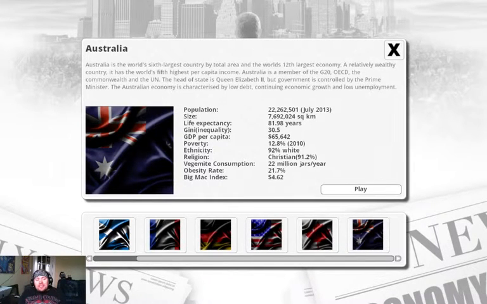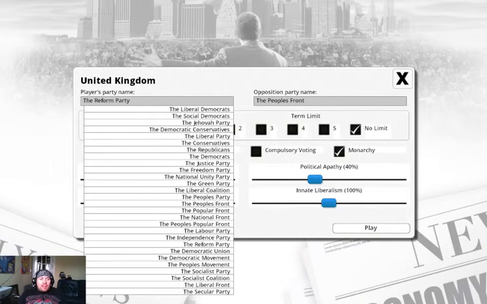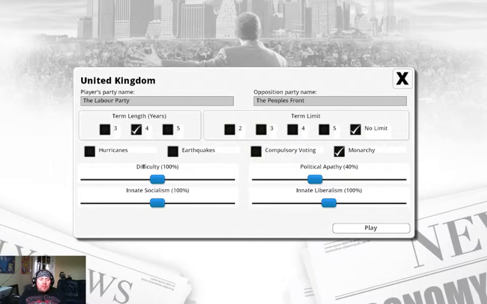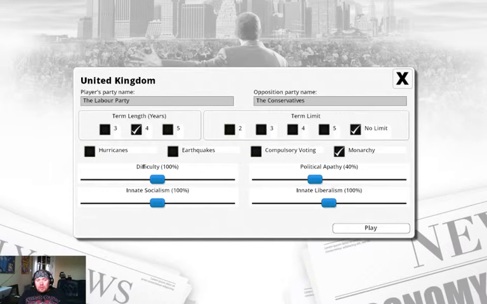So, who are we going to go for? That is the question. Let's go for the UK. It is the home country, and let's see how we go. So the party name, let's not be the Liberal Democrats, we will be the Labour Party. It does go against my nationalist leanings in Scotland, but our opposition party will be the Conservatives.